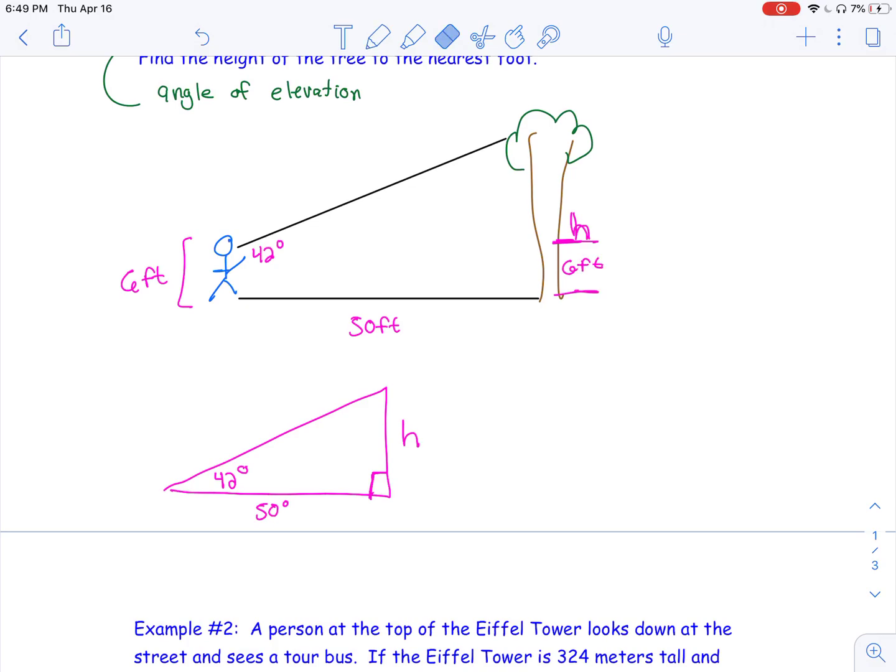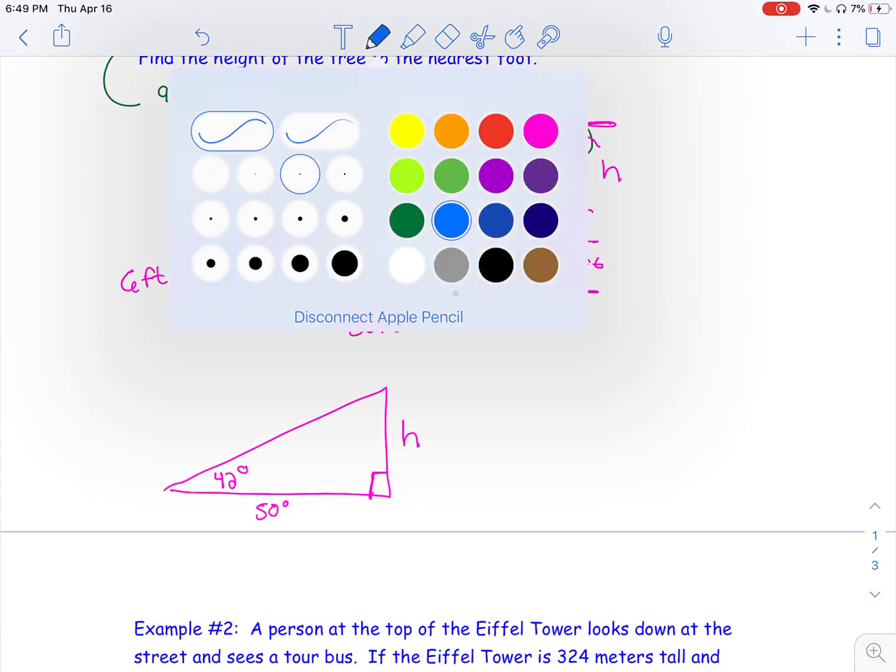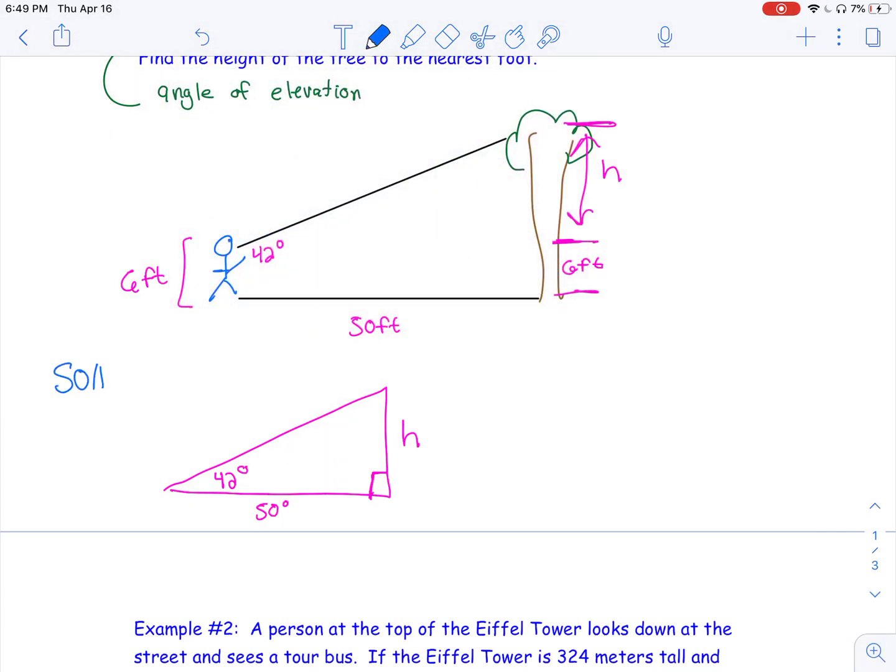So we're really looking for the height of the tree, which is this distance here, from here to here. That's our H. Once we find H, we'll just have to add the 6 feet for how tall the guy is. So we're going to use SOHCAHTOA now.